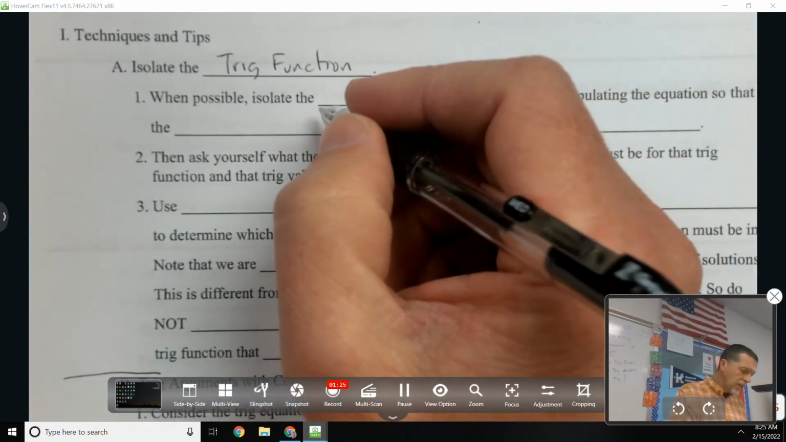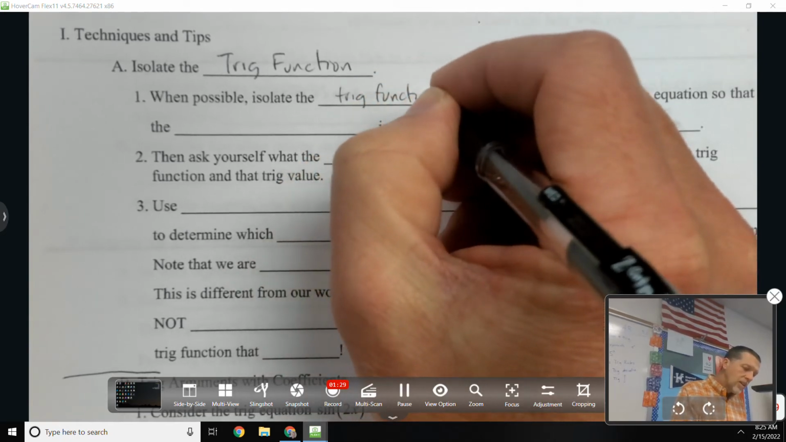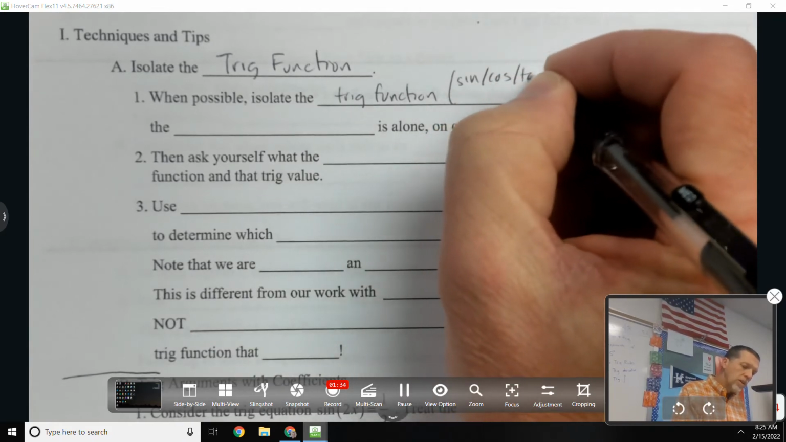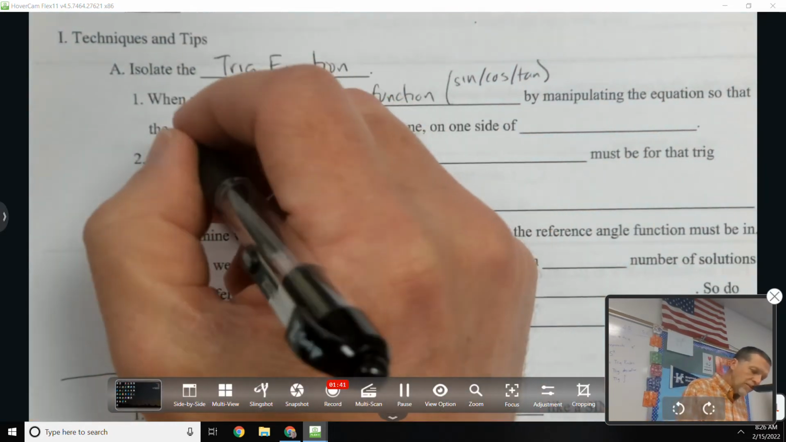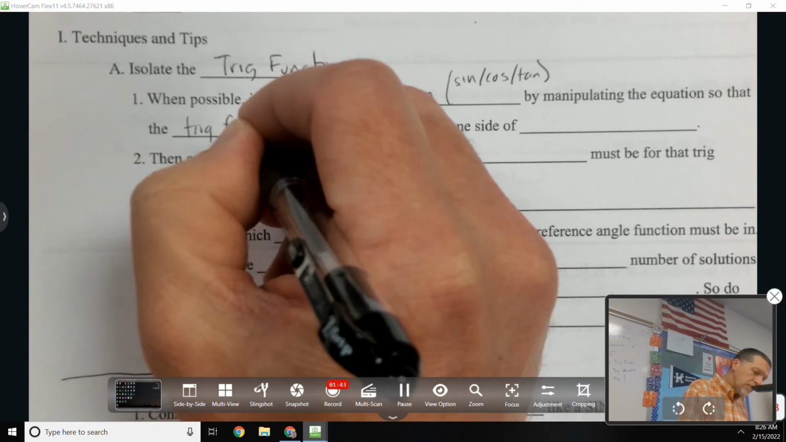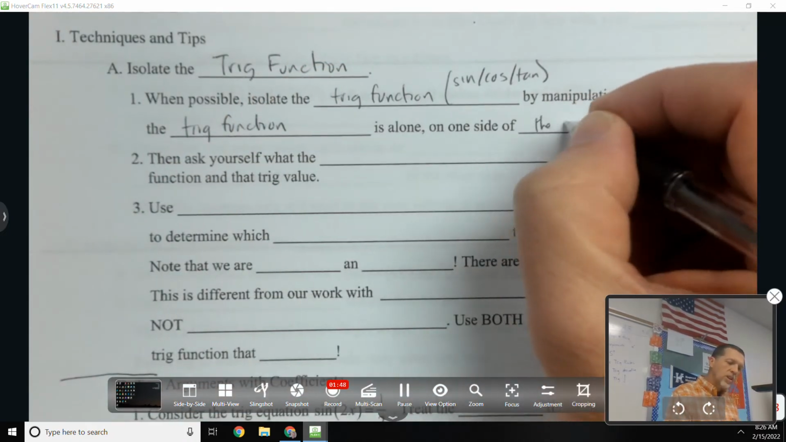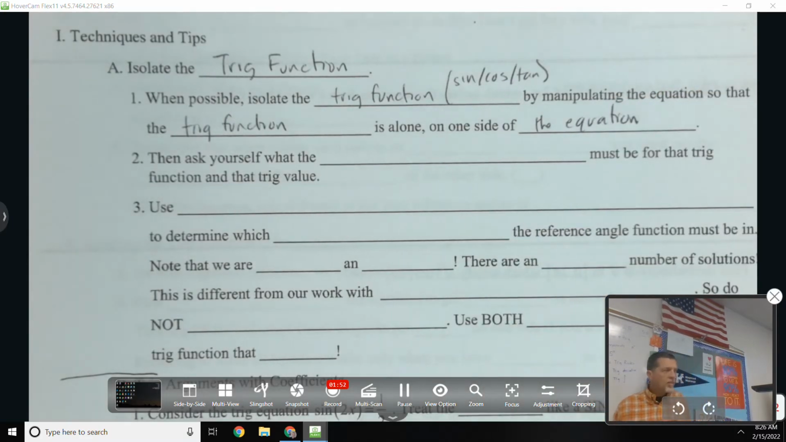When possible, isolate the trig function. That means usually sine, cosine, or tangent, but one of the others as well. Get that thing by itself by manipulating the equation so that the trig function is alone on one side of the equation. So get sine of 2x by itself, or tangent of x over 2 by itself.